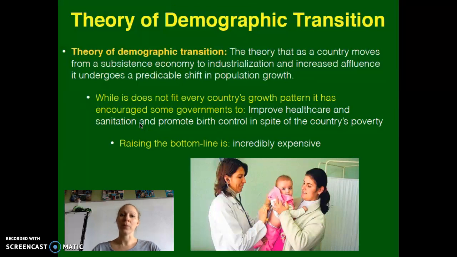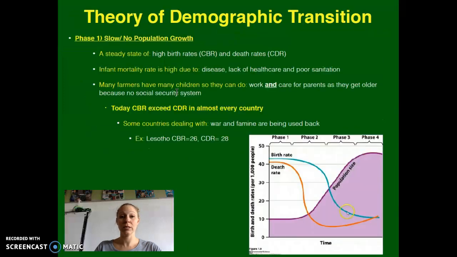So does their population growth rate. And so this does not fit every country's growth pattern. However, it does fit many countries' growth patterns. And so if we are looking to observe the natural world and to find patterns so that we can make predictions about the future, this is one way that we do this.